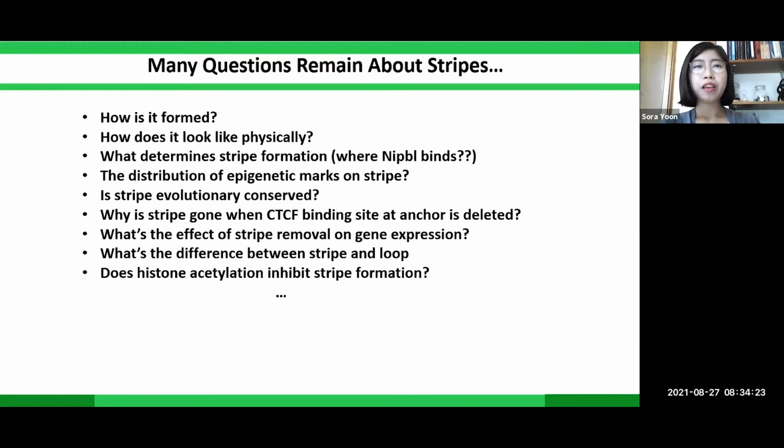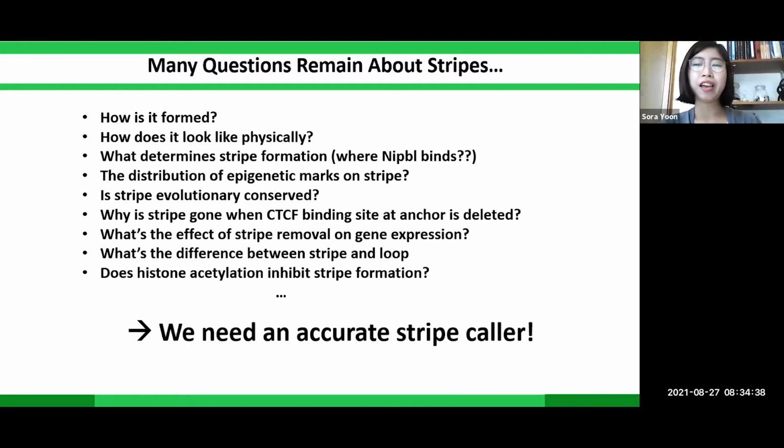Also, there are many questions related to stripes, from the formation of stripes to the shape of stripes and the biological function of stripes. To address these questions, we basically need an accurate stripe caller.